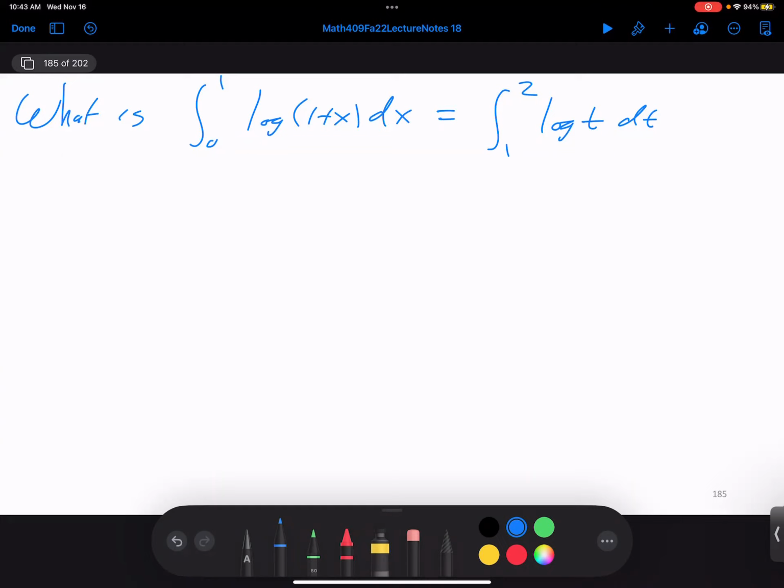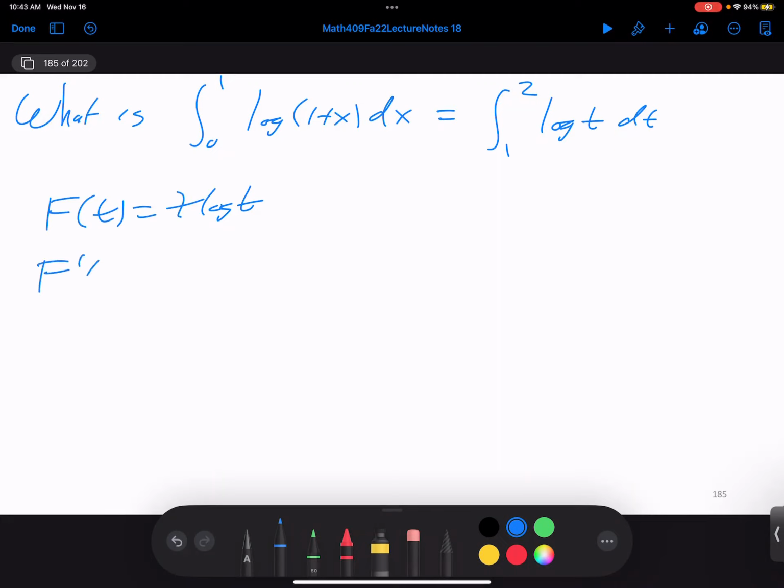So you want to somehow get log of t. Can you give me a function where when you differentiate it, at least one piece is going to be the log of t? It might have other pieces. Good. So let's try, you're wrong, but let's try f of t is t log t. And this is a great wrong answer. How do we take the derivative of this? What do we use? Product rule.